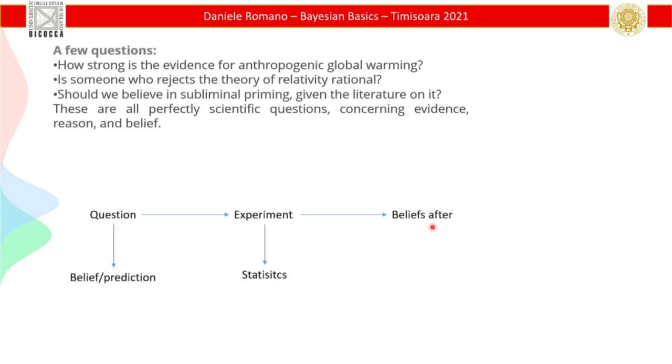So these are the three magic words, I would say, in the Bayesian environment: prior beliefs, evidence, and posterior beliefs. So these are the three main concepts.